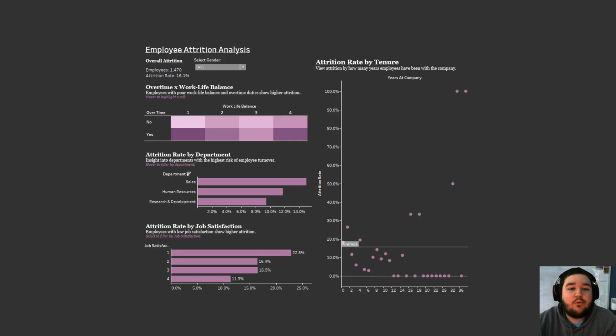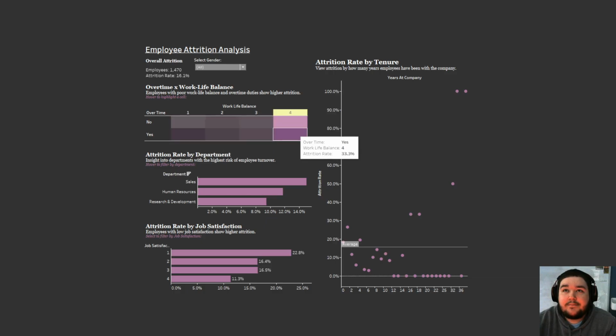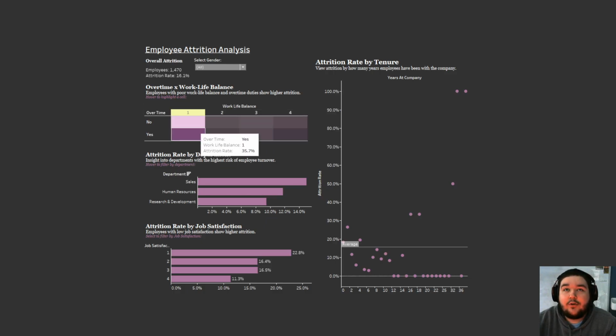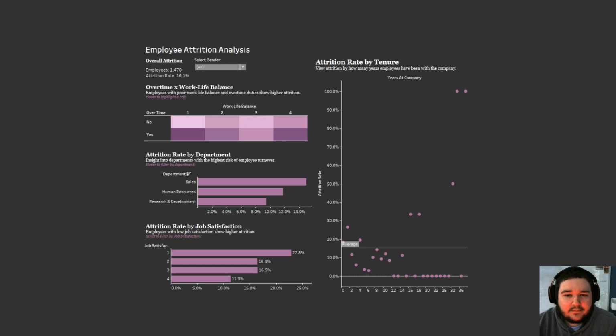We can clearly see that employees who work overtime with lower work-life balance ratings, especially in the bad and good sections, have a higher attrition rate, and that is shown with the darker shading. If you hover over these, it highlights the cell for you, depending on the work-life balance that it's in, so you can get a deeper look. And this indicates that work overload and poor balance are strong contributors to turnover.